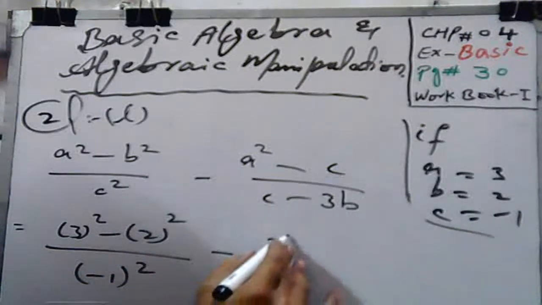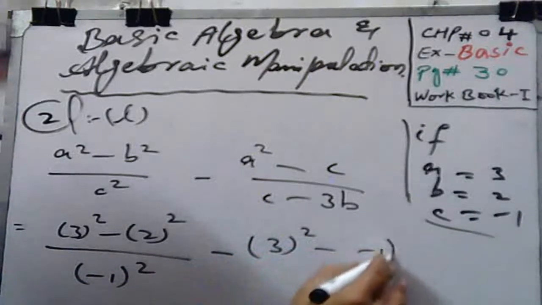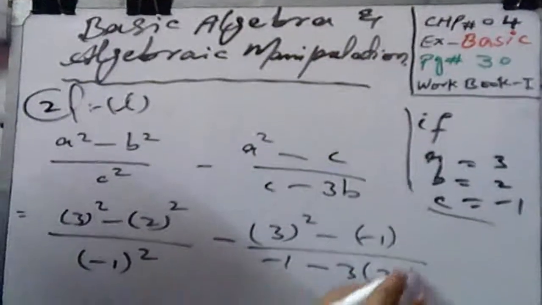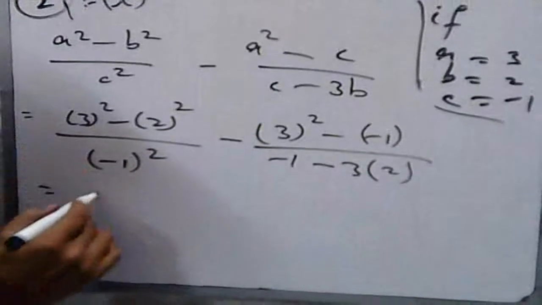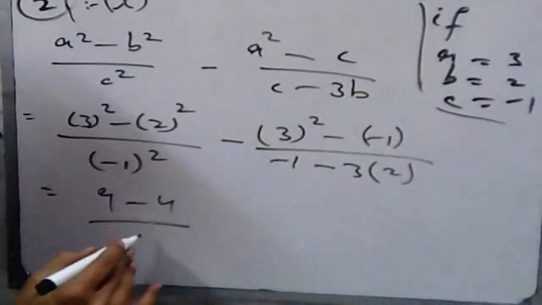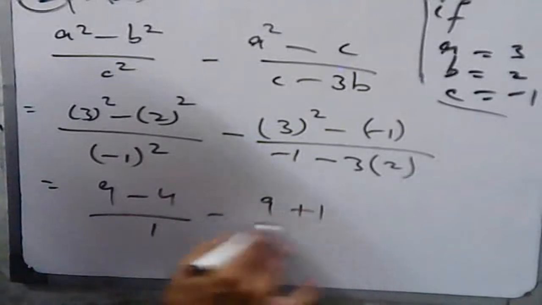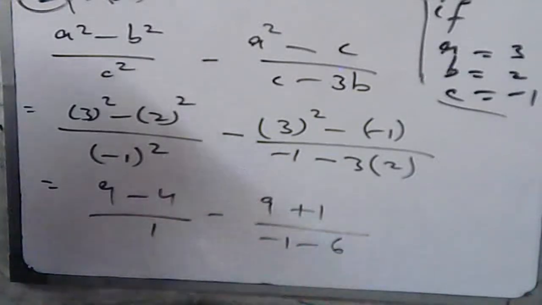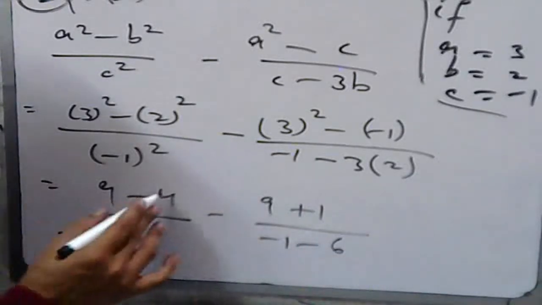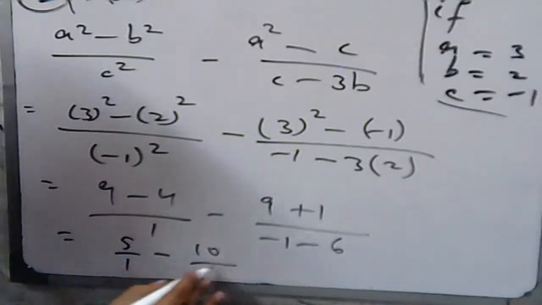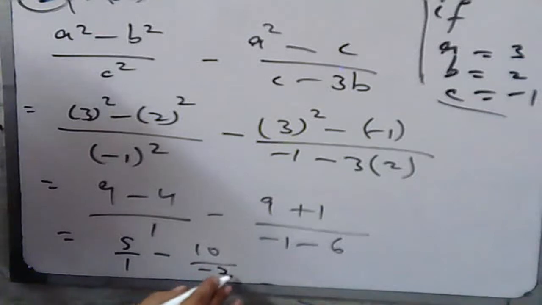a square, c, b value having 2. So simplify it. 3 3s are 9 minus 4 having square, minus sign should be removed. Similarly 3 3s are 9 plus 1 minus 1 minus 6. So 9 minus 4 5 by 1 minus 10 by minus 7, but minus minus it should be positive.